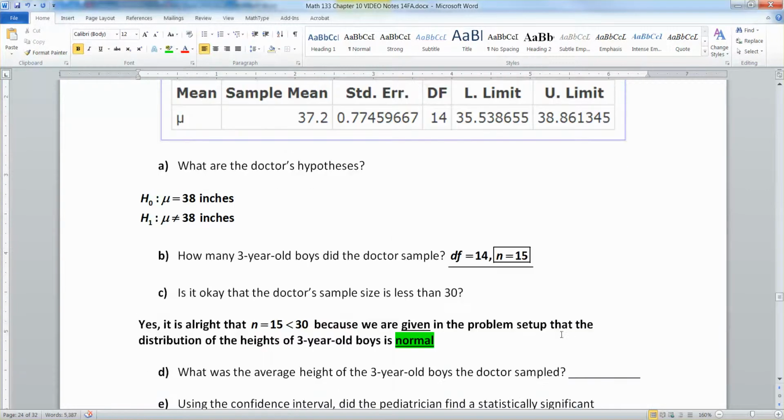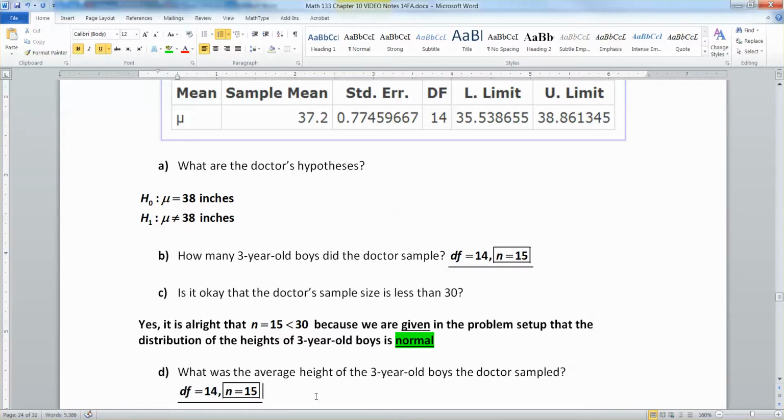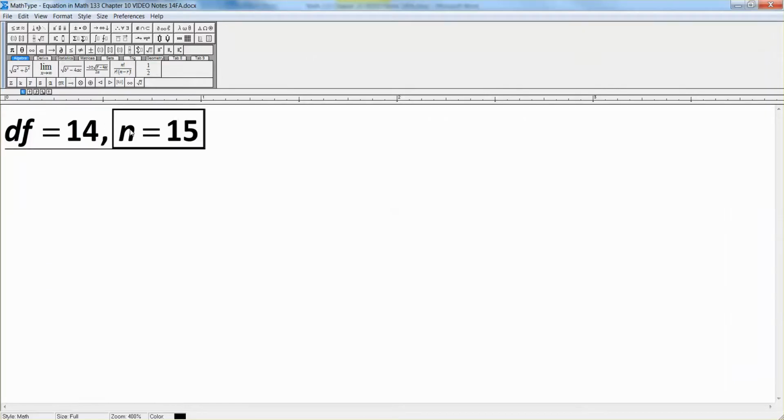Now, what was the average height of the 3-year-old boys the doctor sampled? Well, that would be the sample mean, which is 37.2. Now remember from chapter 9, if I didn't give it to you right there, you could find it by taking the average of 35.54 and 38.86. But it was given in this example, so let me type that in. X bar is 37.2. There, we got it.